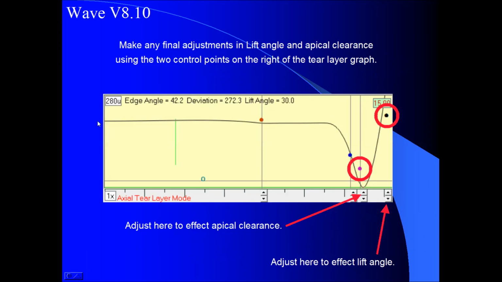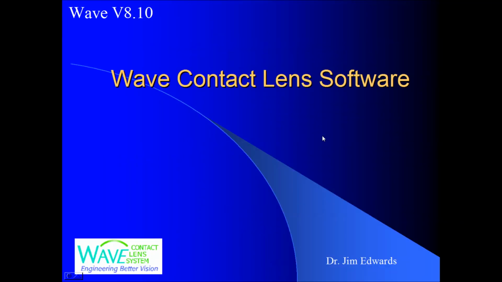And if you see any adjustments, if you want more apical clearance, if you would like to fine-tune the lift angle a little bit, you can do that by adjusting these 2 points with the design that's on the screen. At that point you can click order, and then you will get a predictable result as far as the fit and the optics, and have a multifocal for your corneal scleral designs.